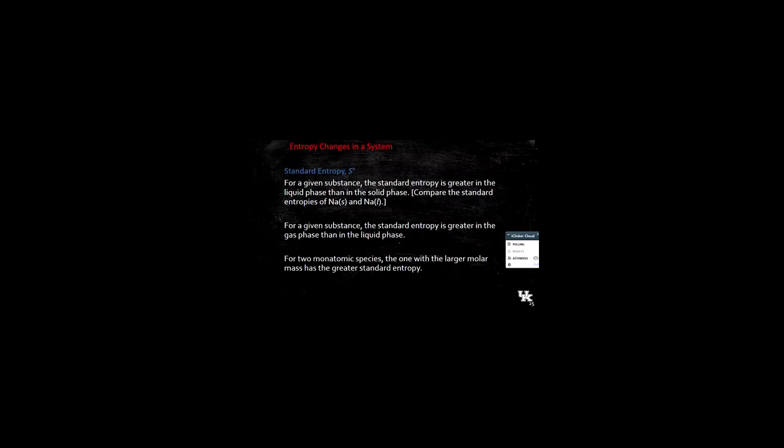All right, so for a given substance, always remember that the liquid phase has more entropy than the gas phase. We've already seen that. These are just some points that we've already made here. Bottom one is the one that I think most students have the hardest time with. That's why I brought it up. The larger the molar mass, the greater the standard entropy. So if all things are the same, no electrostatic forces, no different intermolecular forces, molar mass comes into play.